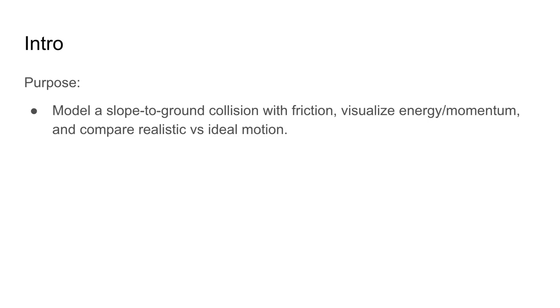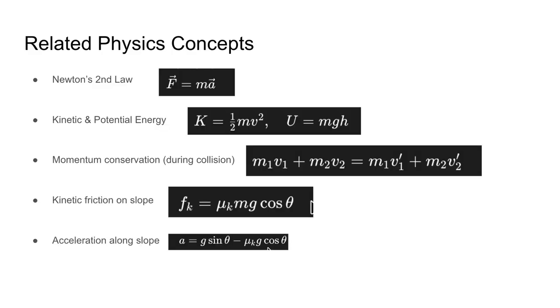The purpose of this project was to investigate how friction on a slope changes the speed and momentum of a cart before a collision. I use GlowScript to simulate the motion, calculate energy and momentum in real time, and observe how non-conservative forces reduce the energy available at impact.